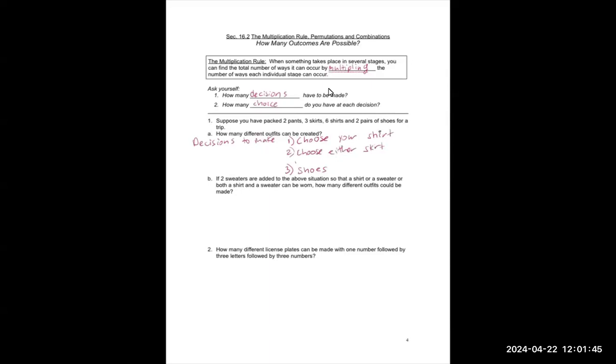Oh, and this is shirt. It sure looks like skirt to me. They're so similar. Or pants.